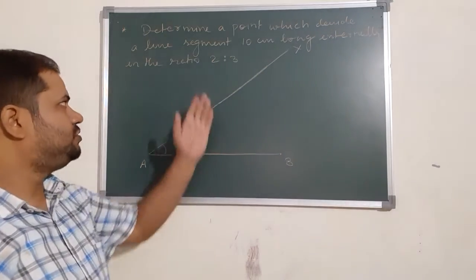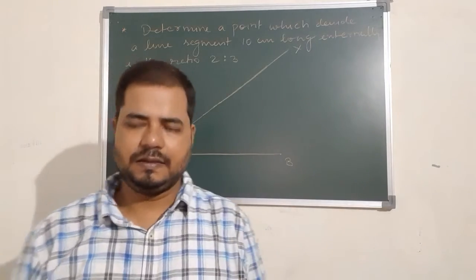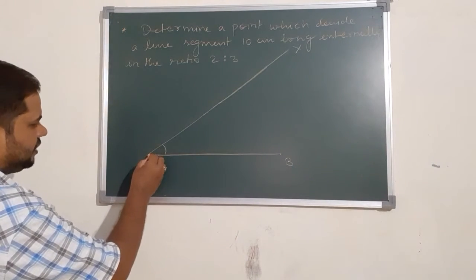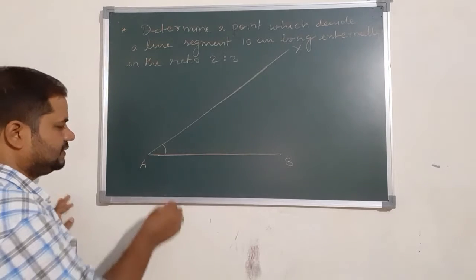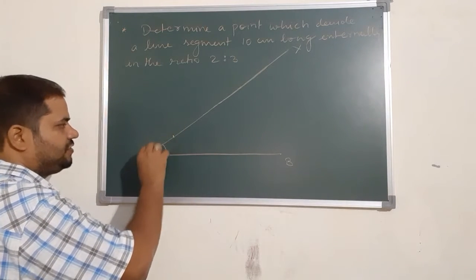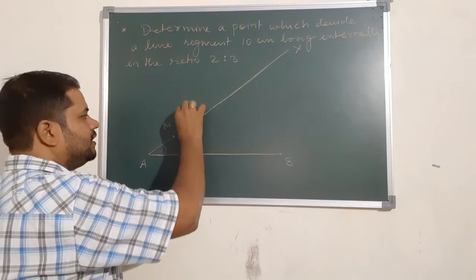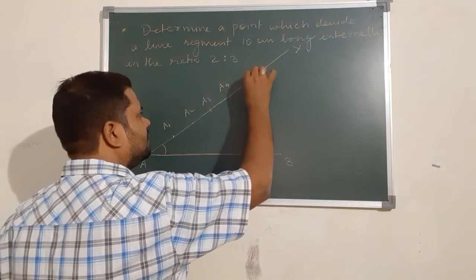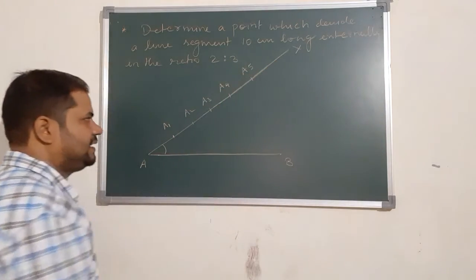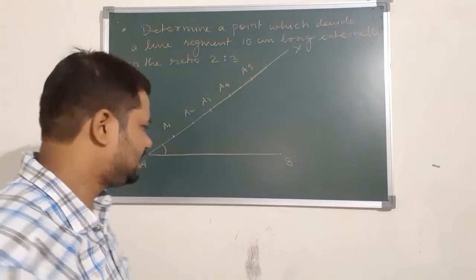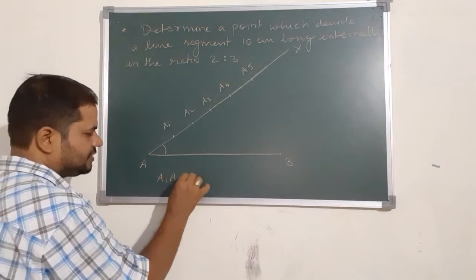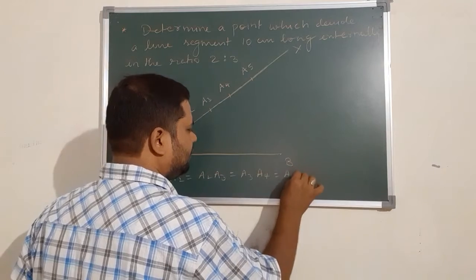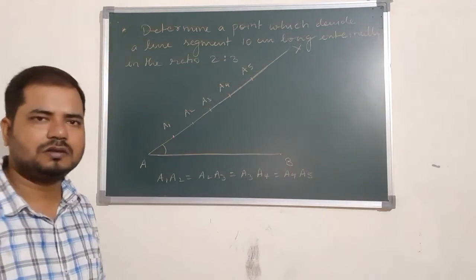Now, what is the ratio? 2:3. That means 2 plus 3, that means 5. So we draw A1, A2, A3, A4 and A5 such that A1A2 is equal to A2A3 is equal to A3A4 is equal to A4A5. So we just draw this.